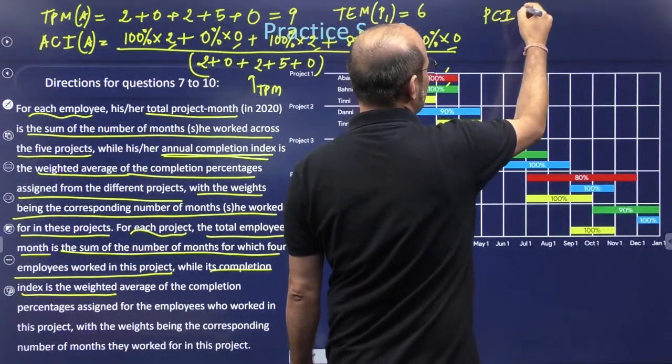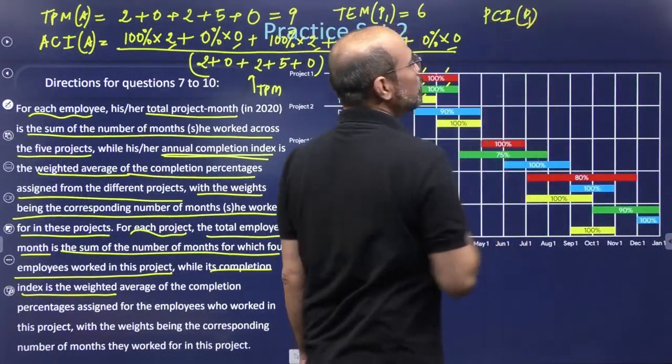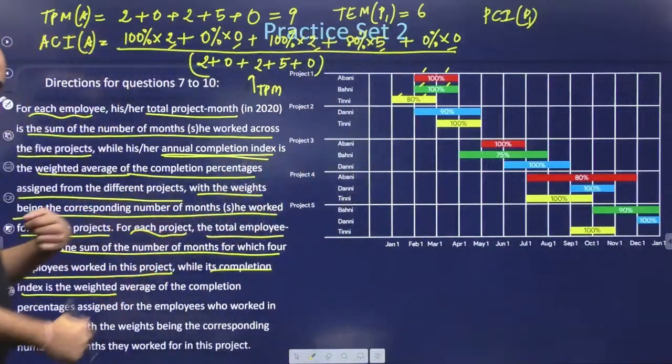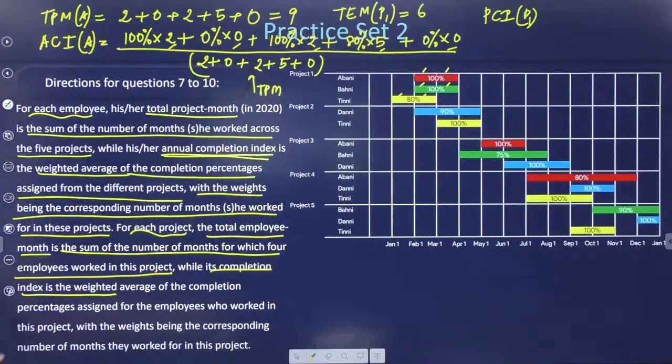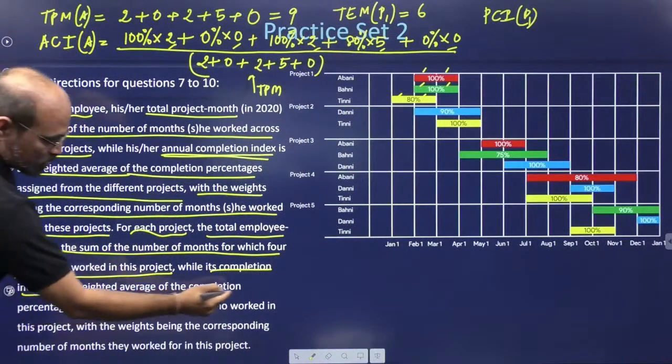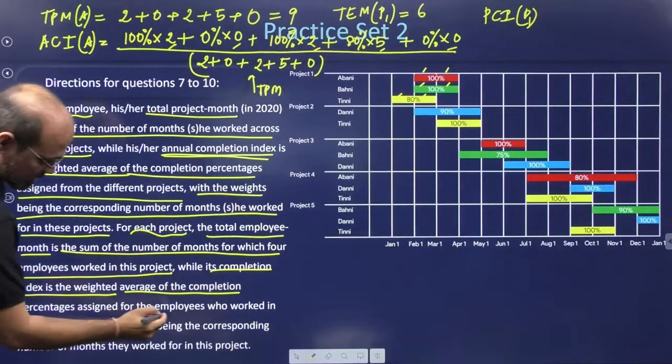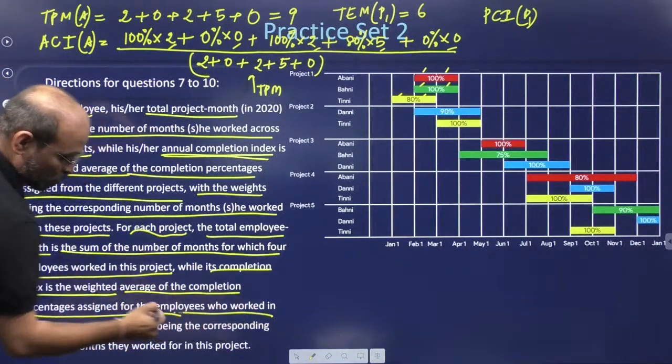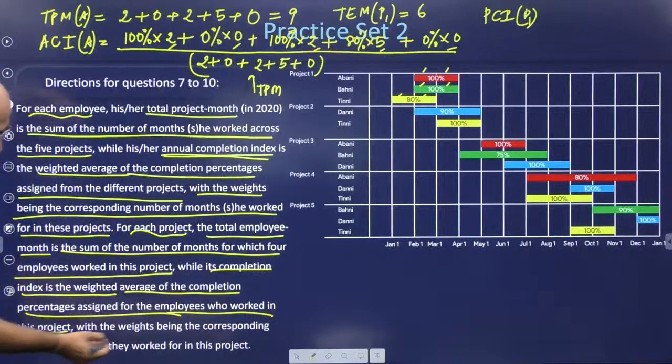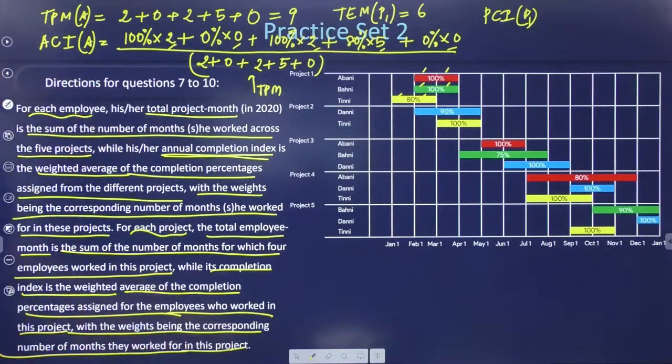PCI कर देते हैं of project 1. How are we going to complete it? How are we going to calculate this? This is given as the weighted average of the completion percentage assigned for the employees who worked in that project, with the weights being the corresponding number of months they worked for in this project.